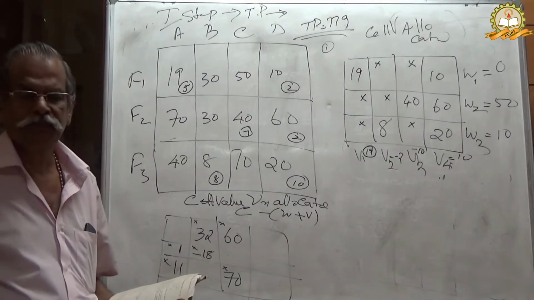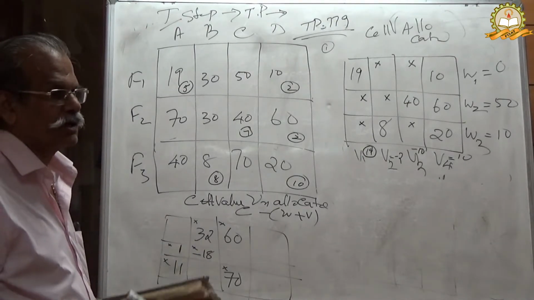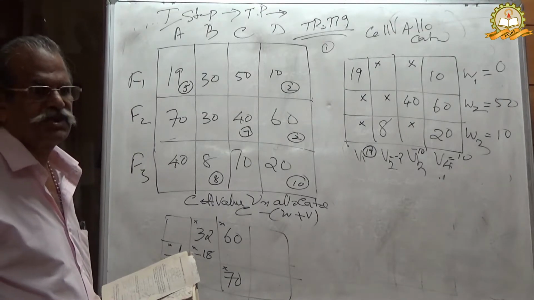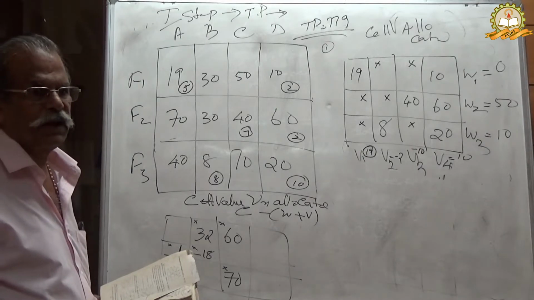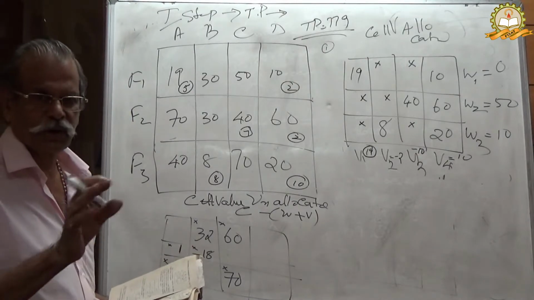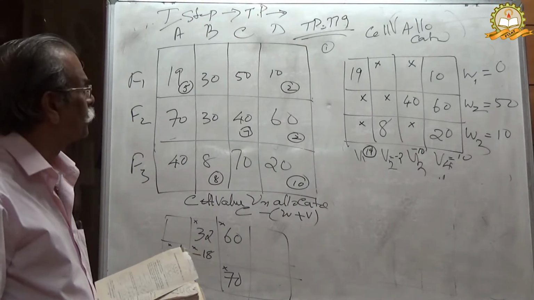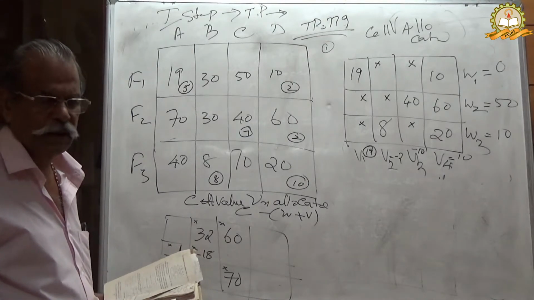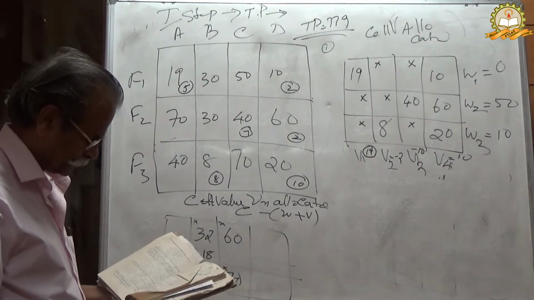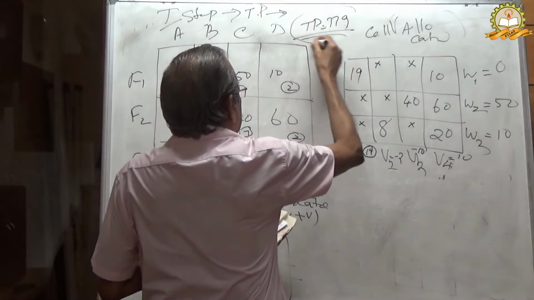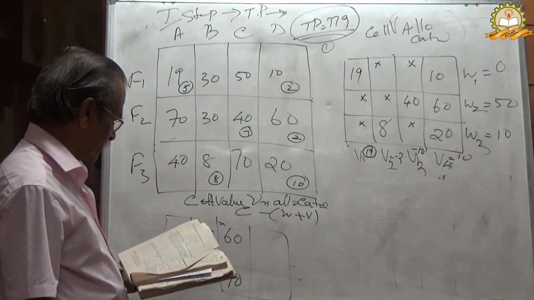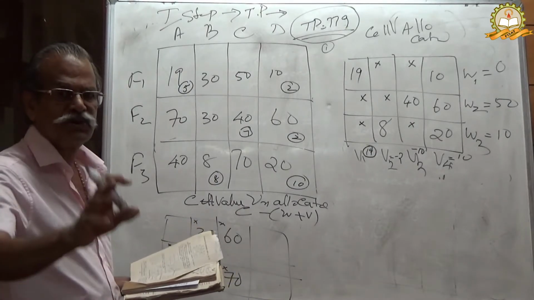Which means that the initial basic feasible solution obtained earlier is not optimal, or the transportation cost you found out, namely 779, is not final.